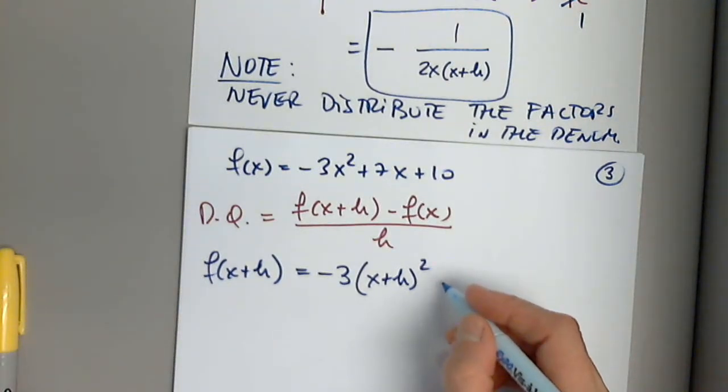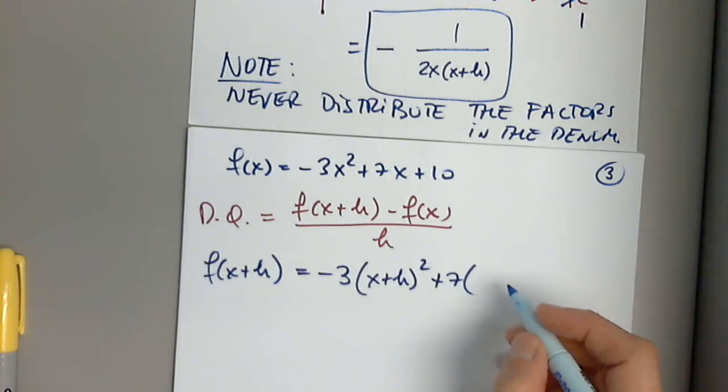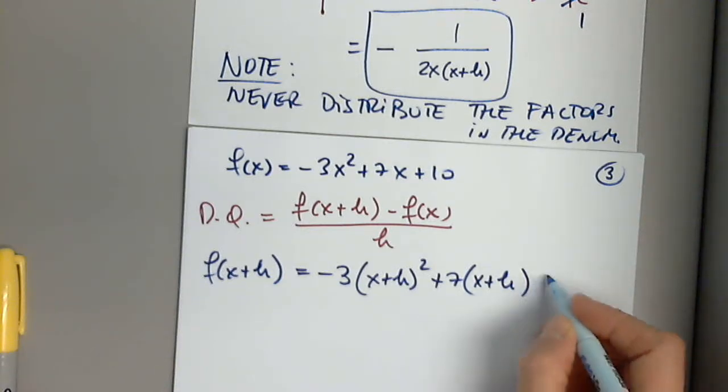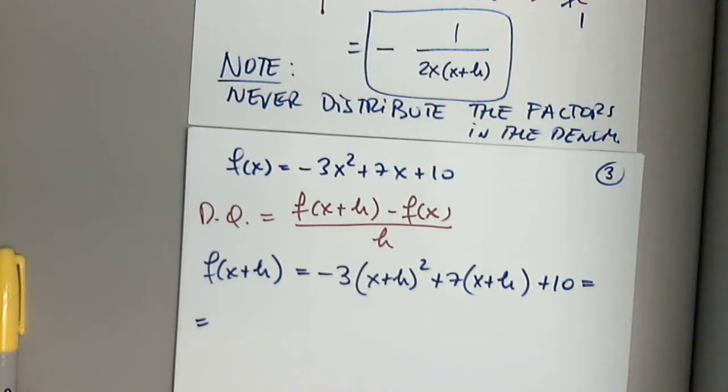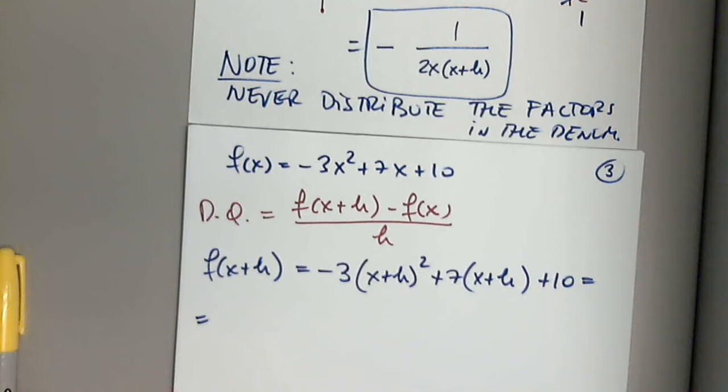Then plus 7 times x plus h, and plus 10. Are we comfortable with this step? Yes, everyone? Is that clear? This is like evaluating for 0. How do I evaluate for 0? When x is 0, 0. How do I evaluate for 5? 5 squared, 5. How do I evaluate for x plus h? x plus h squared, x plus h. Everyone okay? Good. So now I have to simplify this as much as possible.